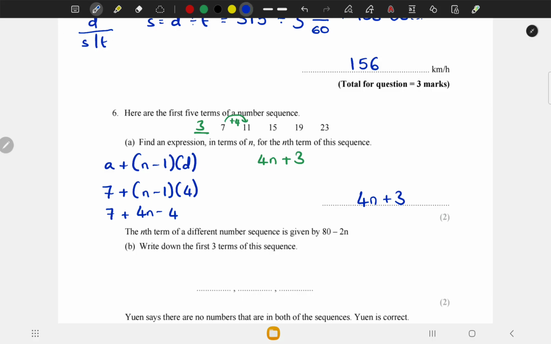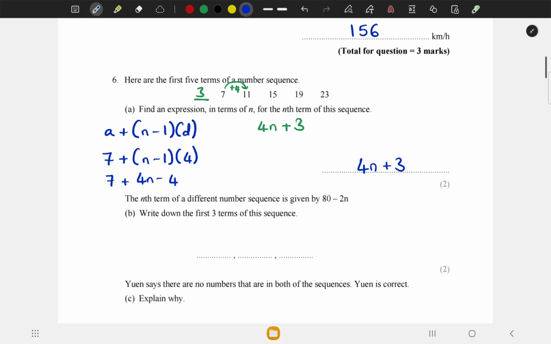Alright, moving to part B of the same question. You've been given the nth term of a different number sequence as 80 minus 2n. The question is asking you to write down the first 3 terms of this sequence. So when n is 1, when n is 2, and when n is 3. I'm going to start by substituting 1 to find my first term, and that's going to give me 78. Then I substitute n to be 2, it gives me 76. And then I will substitute n to be 3 and it gives me 74.